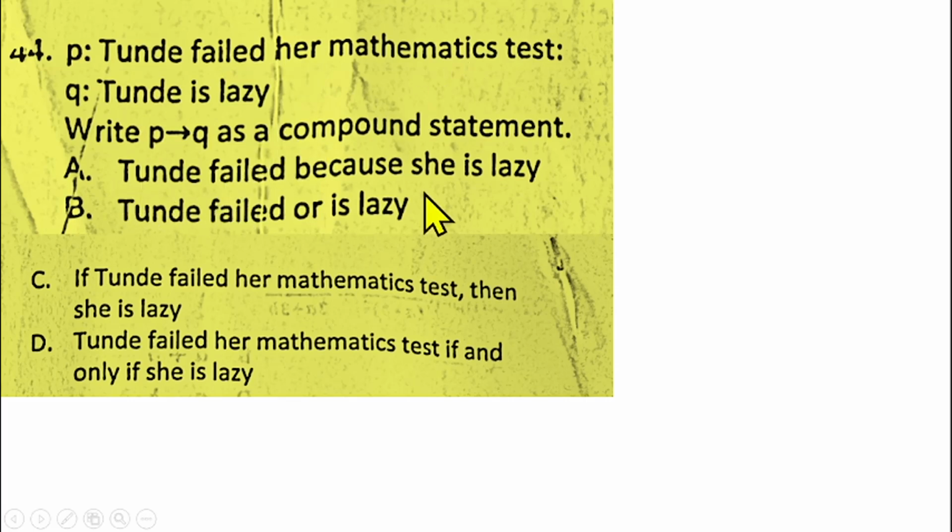So we should now look for the option that represents this compound statement. Tunde fails because she's lazy? No. Tunde fails or is lazy? No. Then C, if Tunde fails a mathematics test, then she is lazy. That's the answer. Tunde fails mathematics if and only if she is lazy? No. So the option is option C for question number 44.